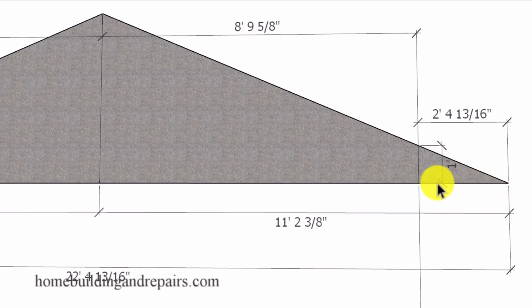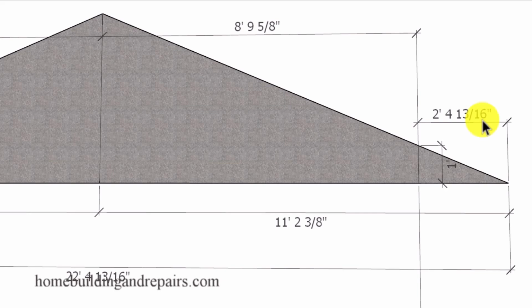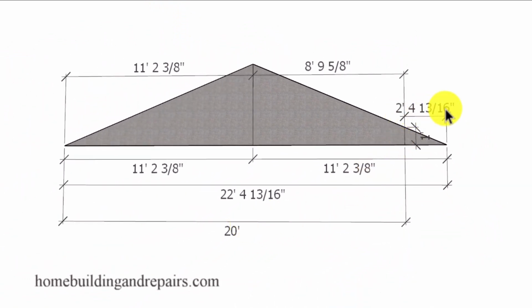We're going to multiply 2.4 times 12 inches to arrive at 28.8 inches, or 2 foot 4.8 inches, or basically 2 foot 4 and 13/16 inches, just a little bit over 2 3/4 inches. And if you remember, our original span here is 20 foot. Let's go ahead and pan out. If we add this number here to 20 foot, we're going to get this number here or something close to it. And this is going to be the overall imaginary span of our building.